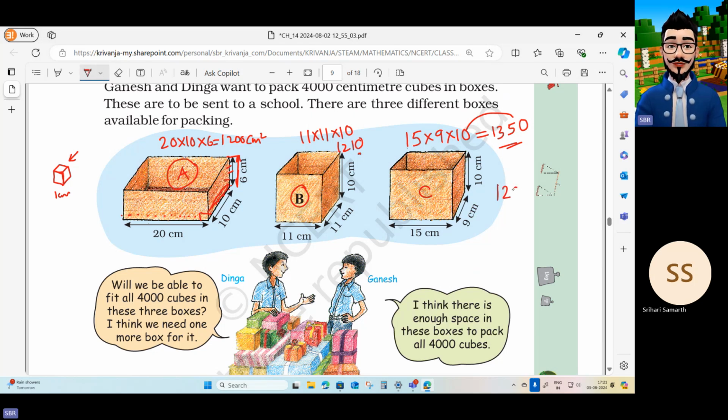See, I just did it like this. First, volume A is 1200. The second, volume of B, is 1210. And then the third one is 1350. Which comes to be 3760 centimeters cube. So what is the target? 4,000 centimeter cubes is the target. So we'll be in need of 240 centimeters cube.